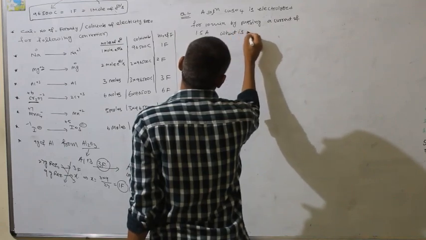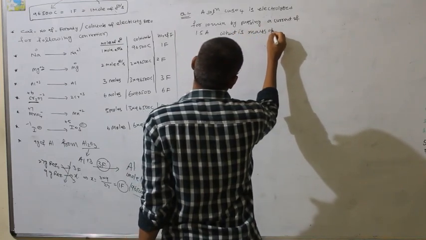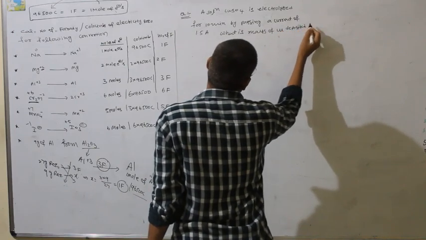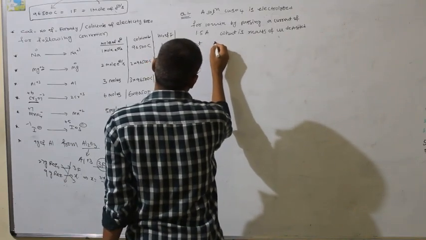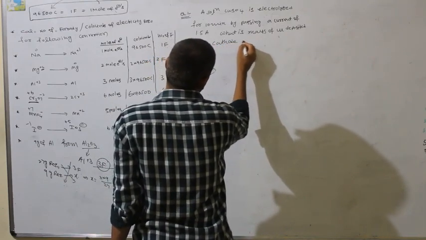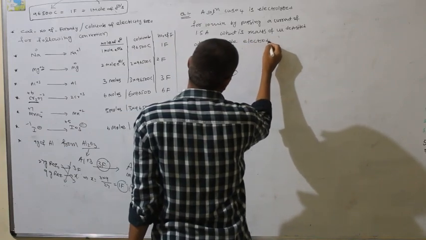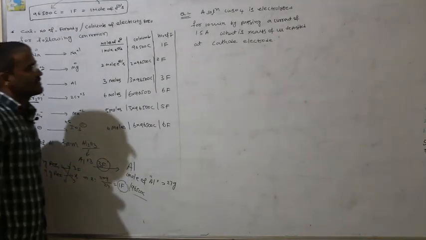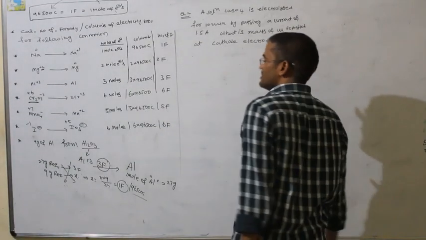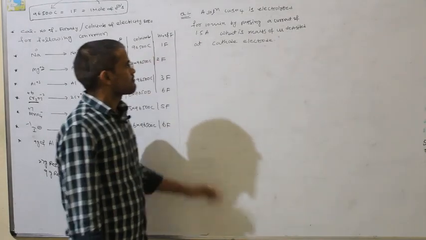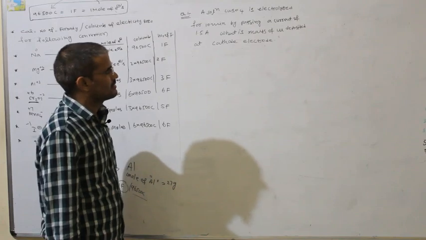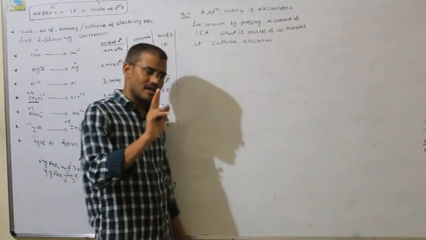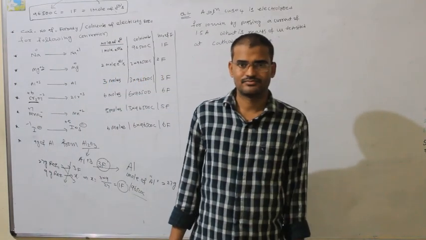Then what is the mass of copper deposited at cathode electrode? This is the question. A solution of copper sulfate is electrolyzed for 10 minutes by passing a current of 1.5 ampere. What is the mass of copper deposited at cathode electrode? Two manners we can approach; whichever is convenient, you can choose.